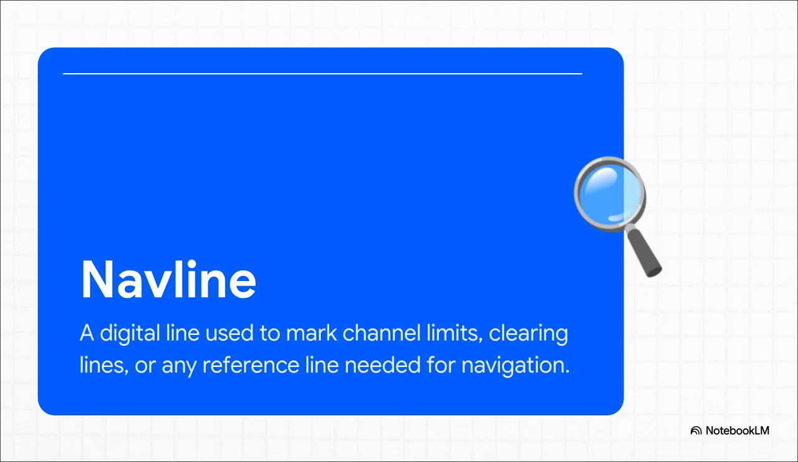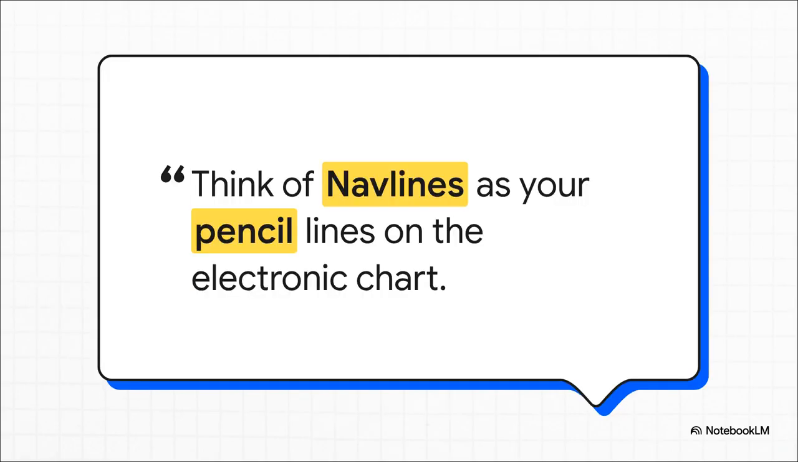Now, this tool is called a Navline, and yeah, officially it's a digital line used to mark boundaries or references, but I want you to think about it in a much, much simpler way. The core idea here is just so simple. Think of Navlines as your digital pencil. That's it. Just like you take a pencil to a paper chart to mark the edge of a channel or circle a reference point, you're doing the exact same thing here, but on a screen. It's just a simple visual note to yourself.